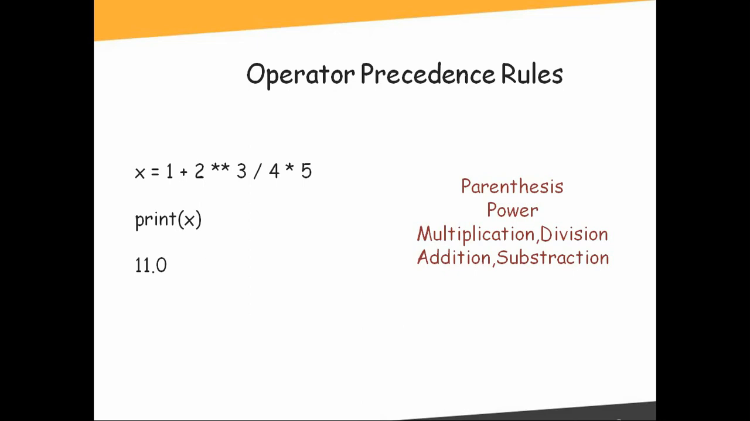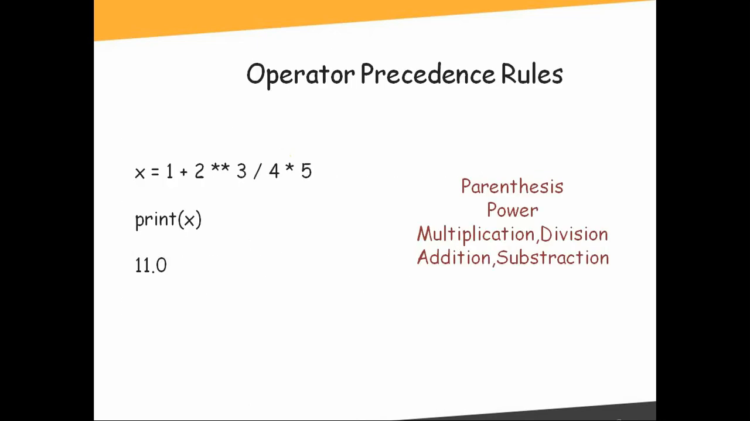So first we should evaluate 2 power 3. 2 power 3 is 8, and then it should be divided by 4. So 8 by 4 is 2. Now 2 star 5, that is 2 multiplied by 5, gives 10, then 10 plus 1 is 11. So that is the order of evaluation.